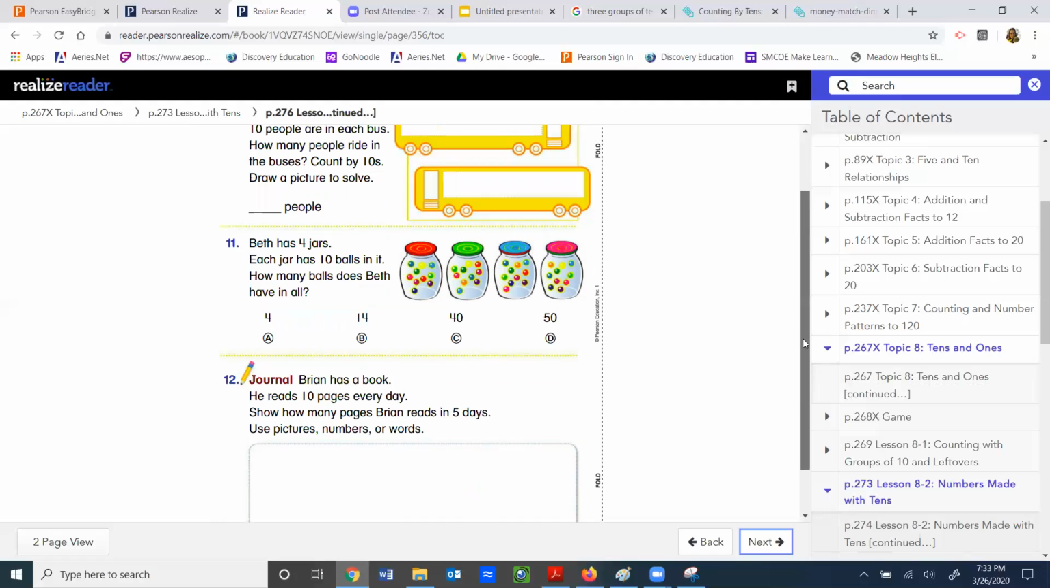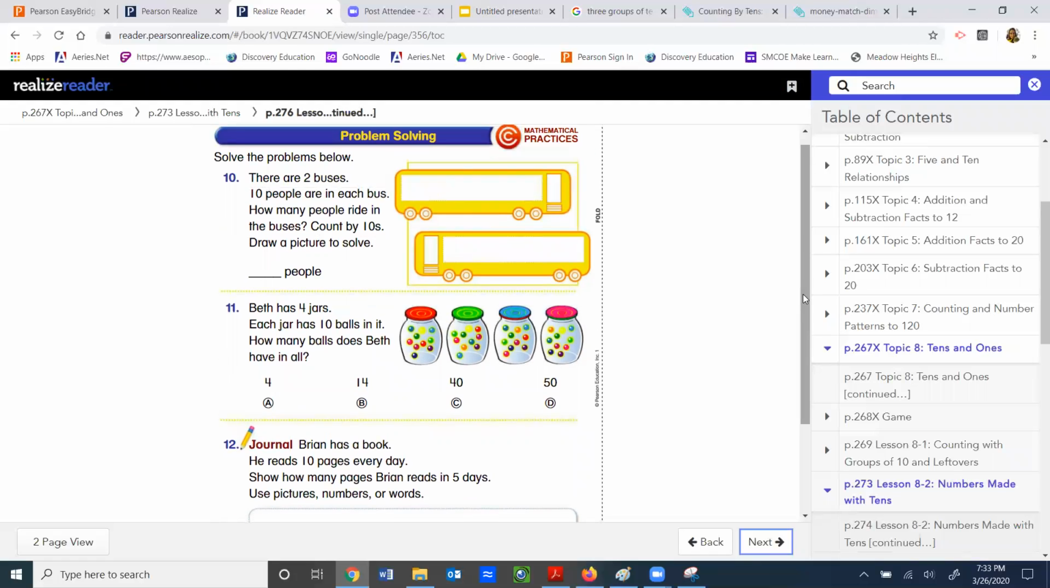Now, if you want to do number 10 and 11, I will read them to you. Number 10 says, there are 2 buses. 10 people are in each bus. How many people ride in the buses? Count by tens and draw a picture to solve. So you already have 2 buses here, and you need to add a picture to help you find out how many people are in the buses.